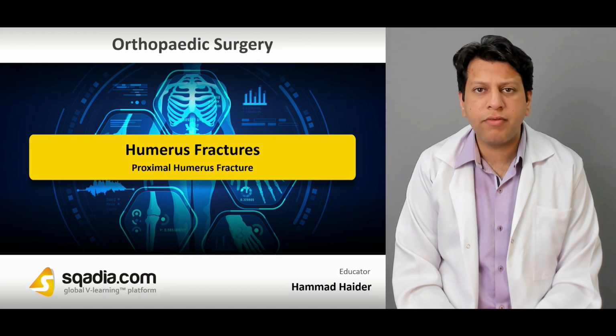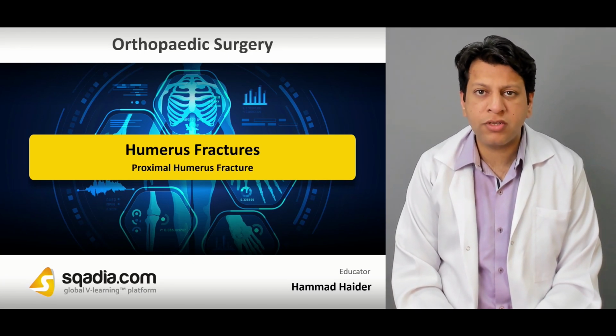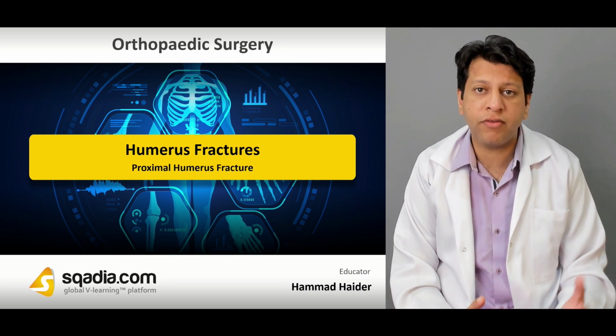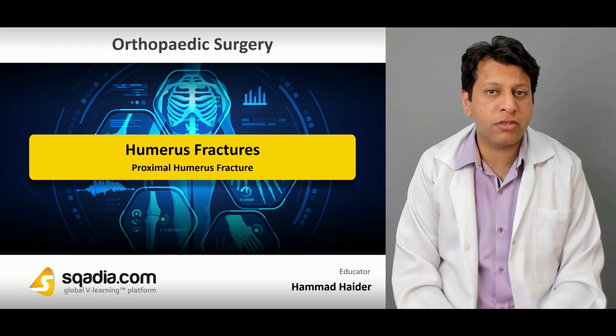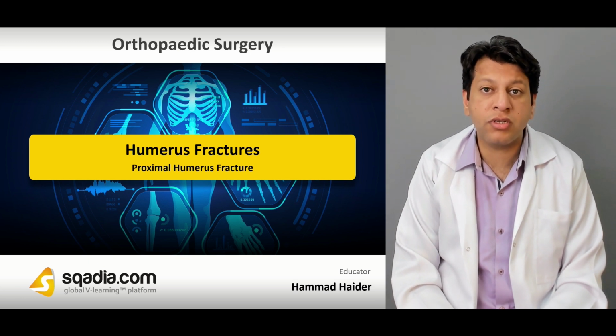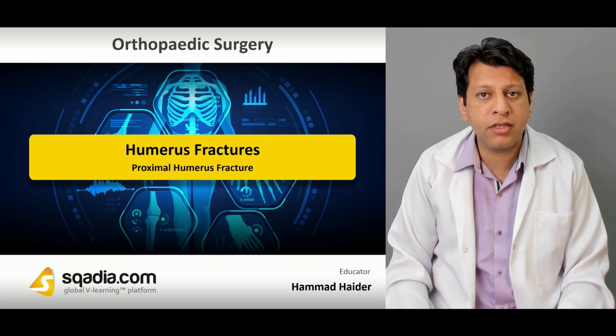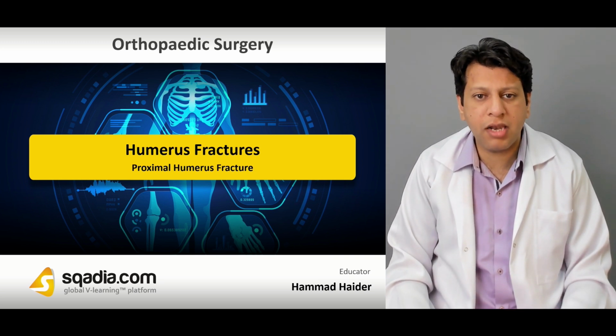Now, moving on to our first section, that is the proximal humerus fracture. As you know, the humerus is a bone which is connected to the body with the glenohumeral joint to the scapula, and it constitutes the first bone of the upper limb, and distally it is connected to the radius and ulna, forming the elbow joint.